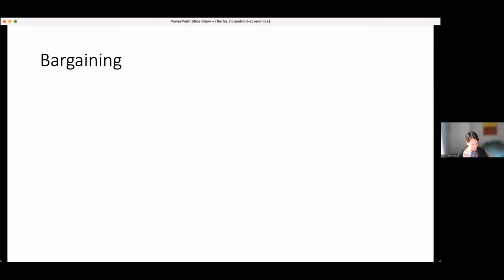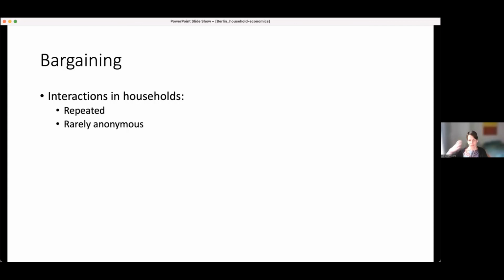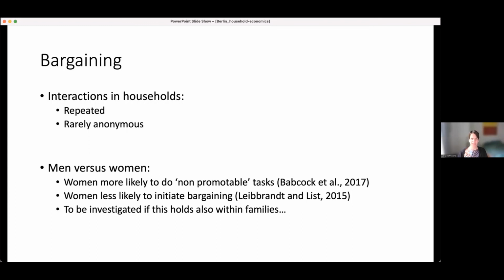The last point I wanted to mention is that obviously there is some bargaining, some discussion, some process again. This also just got mentioned when we were talking about sex differences in the labor market. In households, again, it's a very specific case because it's a repeated situation, right? So we know that we'll have an infinitely, well, ideally, repeated interaction. It's rarely anonymous, so we have to take this into account. But we know that there are lots of differences between men and women in how we bargain.